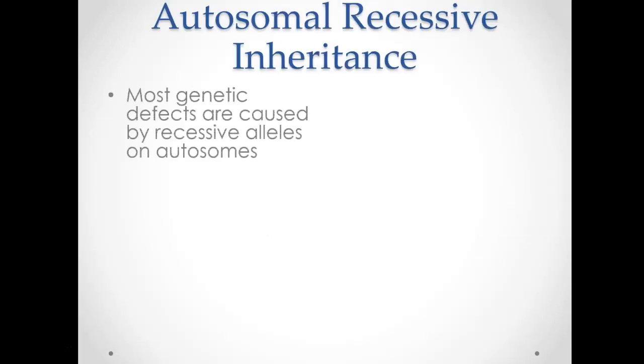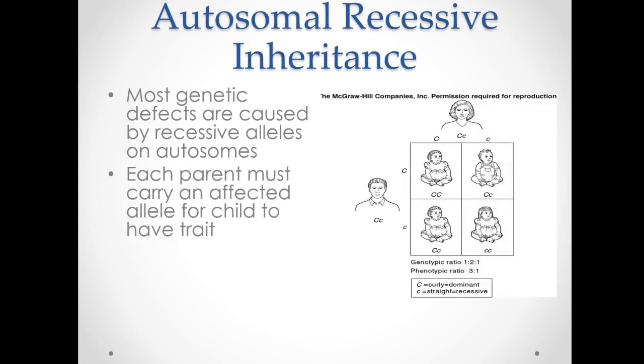So let's move on to our next mode of inheritance, and this is autosomal recessive inheritance. The vast majority of genetic defects and diseases are caused by recessive alleles on autosomes. So this is by far the more common mode of inheritance for genetic traits and conditions in families. In order for these traits to occur, each parent has to carry an affected allele. Okay, we call these parents carriers for a trait. To be a carrier means you're carrying that recessive allele around, but it's not doing anything, right? It's being masked by the dominant trait.